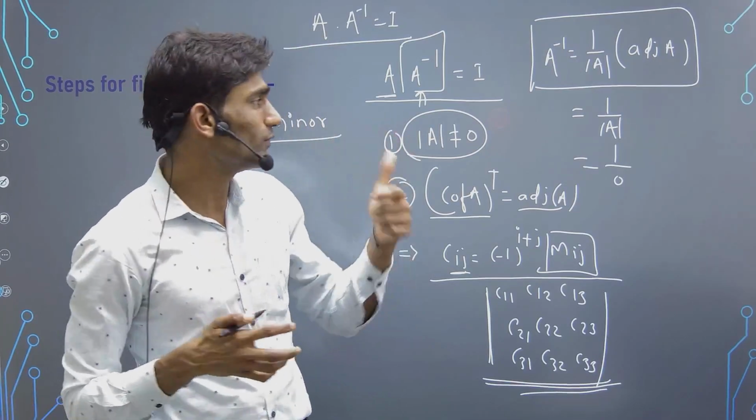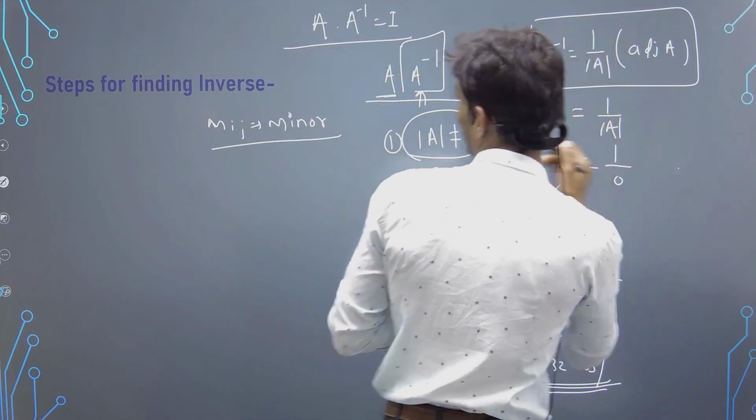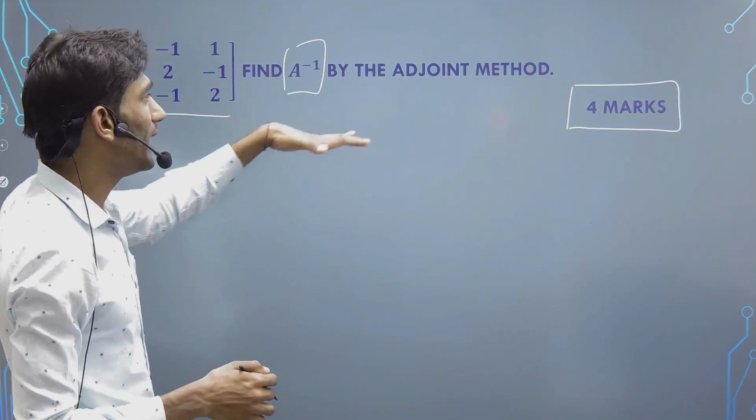Let's move to the next example part. In our example we'll understand the adjoint method in detail.